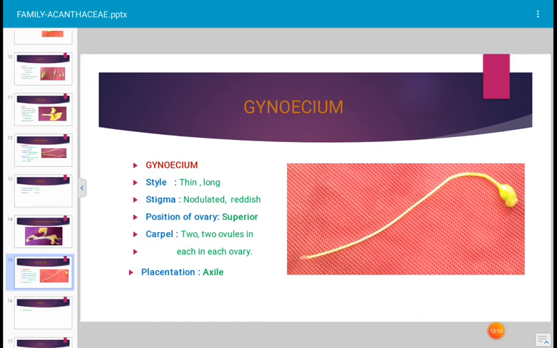Carpels are 2. If you take a section of the ovary, you can see there are 2 carpels and 2 ovules in each ovary. And how is the placentation? What is placentation? It is the attachment of the ovules to the ovary wall. Placentation is axile. They are attached to the central axis of the ovary.